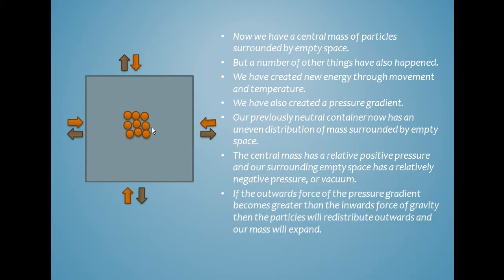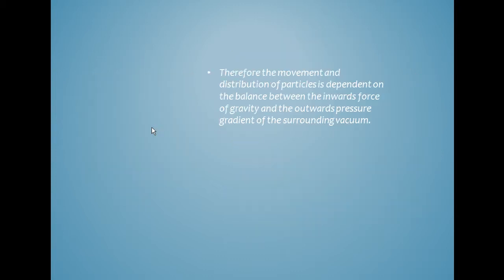If the outwards force of the pressure gradient becomes greater than the inwards force of gravity, then the particles will redistribute outwards and our mass will expand. Therefore, the movement and distribution of particles is dependent on the balance between the inward force of gravity and the outward pressure gradient of a surrounding vacuum.